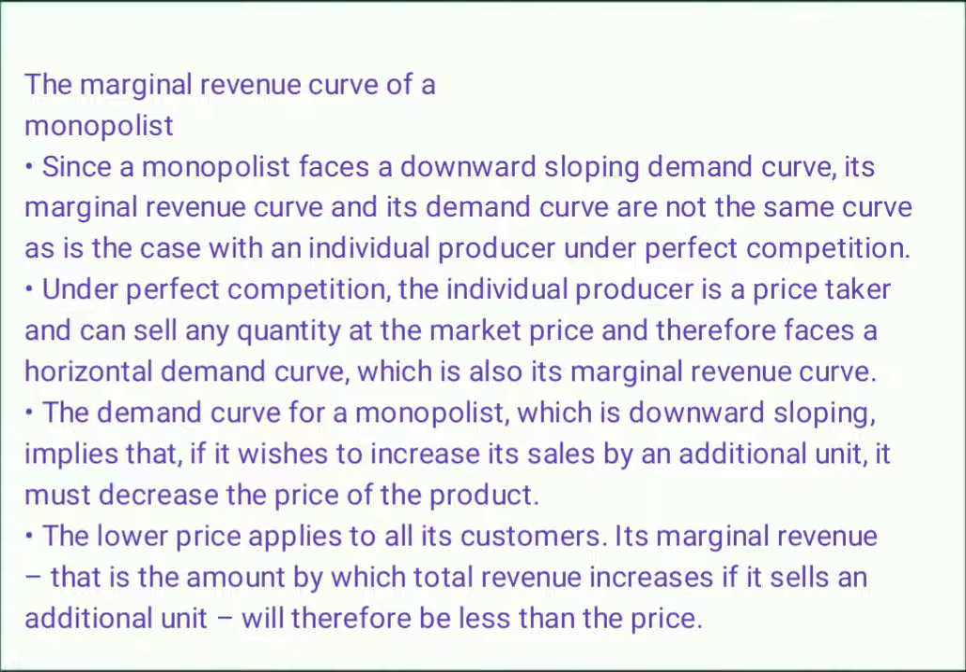The downward sloping demand curve for the monopolist implies that if it wishes to increase its sales by an additional unit, it must decrease the price of the product. The lower price applies to all its customers, and its marginal revenue, that is the amount by which total revenue increases if it sells an additional unit, will therefore be less than the price. So that's it.